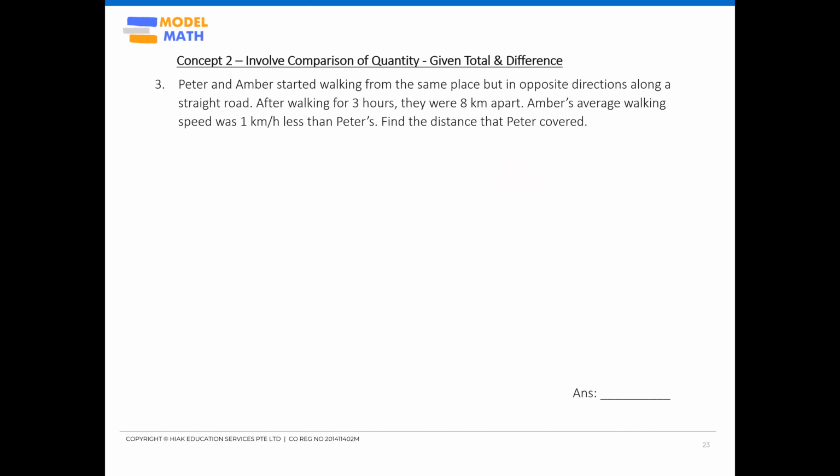Okay, so we're going to start off with drawing the distance line first. From the first sentence, it says they started walking from the same place but in opposite directions. So what it means is that they are moving away from each other. Since they're moving away from each other from the same starting point, walking further and further away from each other, we're just going to put a starting point somewhere at the center of the road.